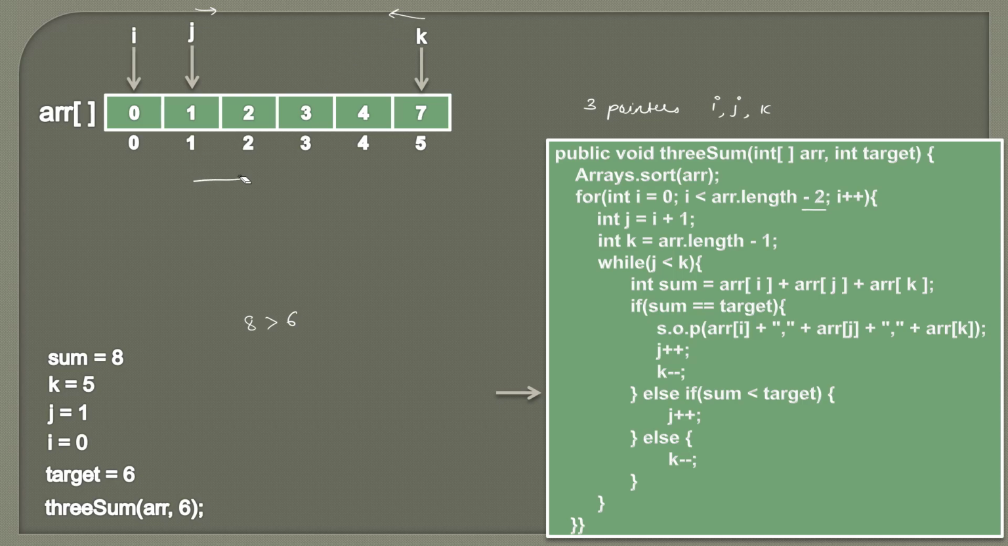If we move j in this direction, in the next iteration when we do the sum, it will become 0 plus 2 plus 7, which gives us 9. That is more than the current sum, which we don't want. So let's say we move k in this direction, so k will come here. If we do the sum in the next iteration, we will get 0 plus 1 plus 4, which is equal to 5, which is reducing the sum to get it closer to 6.